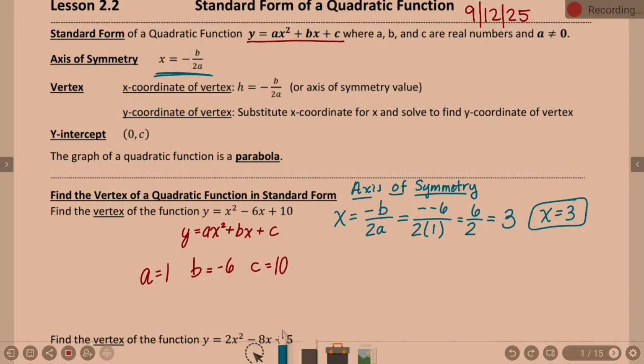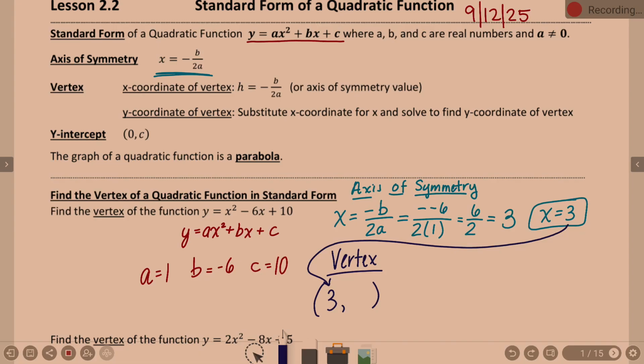Am I done? No. They asked me to find the vertex. So now, if I'm talking vertex, what do I know currently about this vertex? 3 is my h. 3 is my x value, whichever way you want to think about it. So if I had to give my vertex right now, I can get partial credit and say 3 comma something. That's what I know, because I found my axis of symmetry.